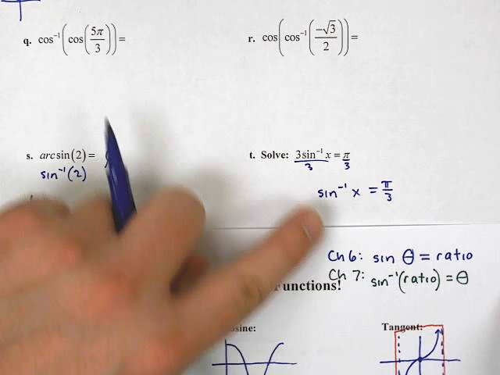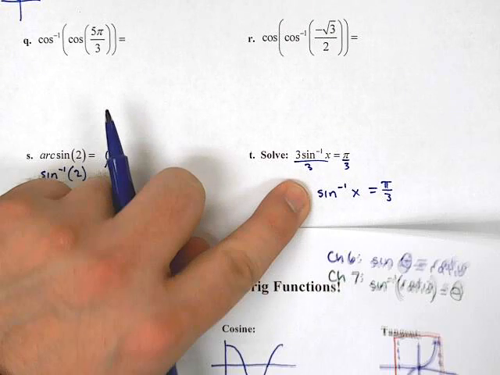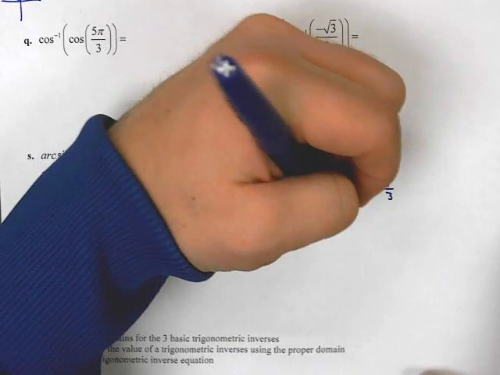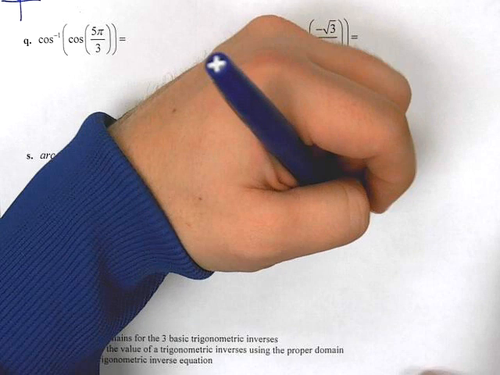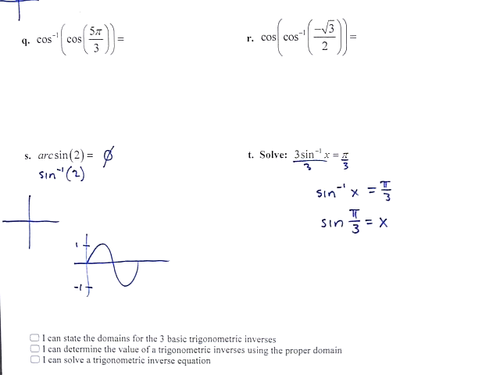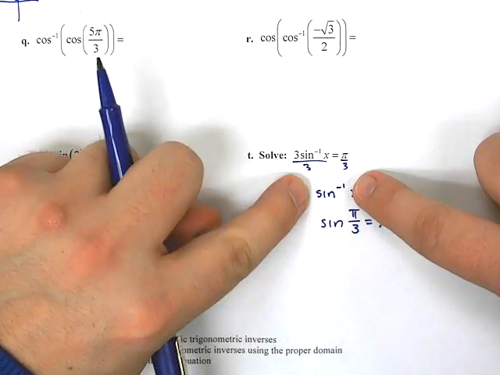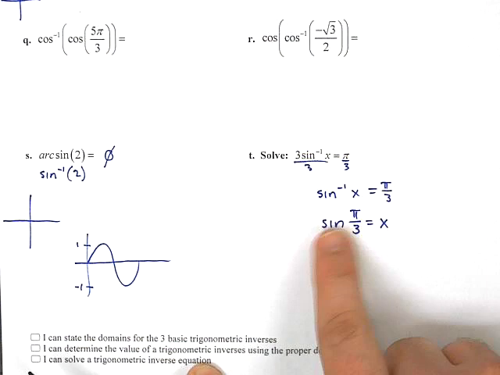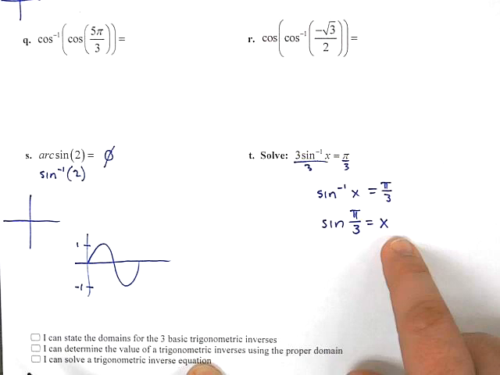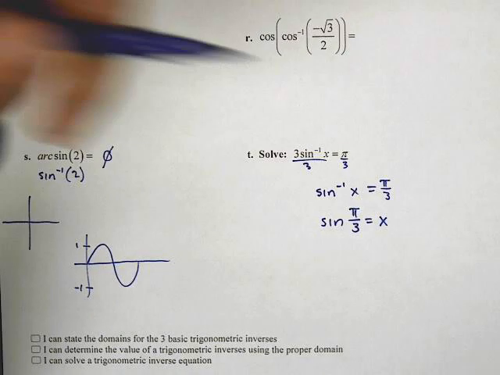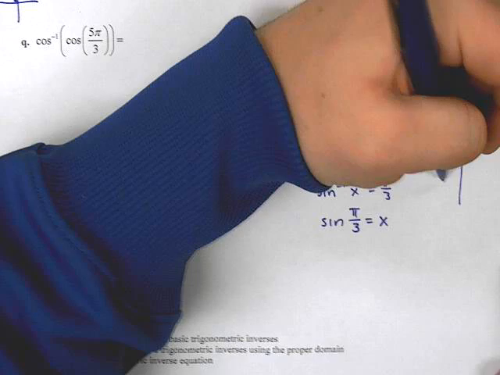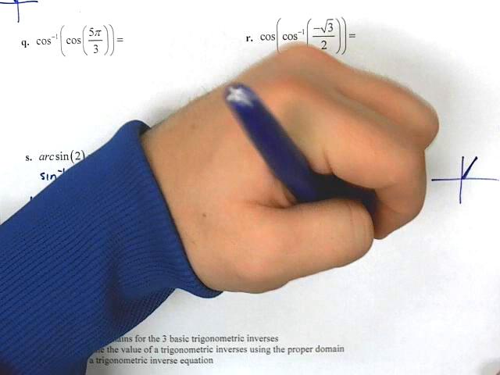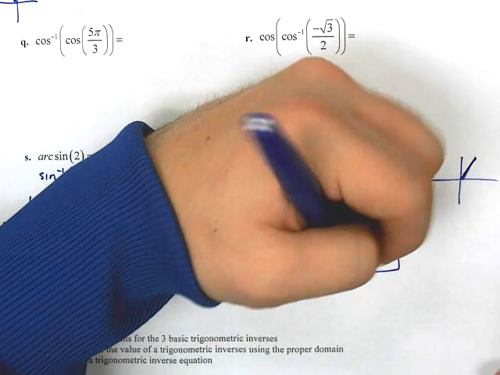So I'm going to completely rewrite this. This is written backwards to me. I'm going to change it, and I'm actually going to write that sine of my angle is equal to the ratio. Again, this was taking the inverse sine of an unknown ratio to get the angle. But now I can take the sine of the angle to get the ratio. And now I just think, well, sine of pi over 3 is up here, pi over 3, and I want the y value, so x is equal to root 3 over 2.